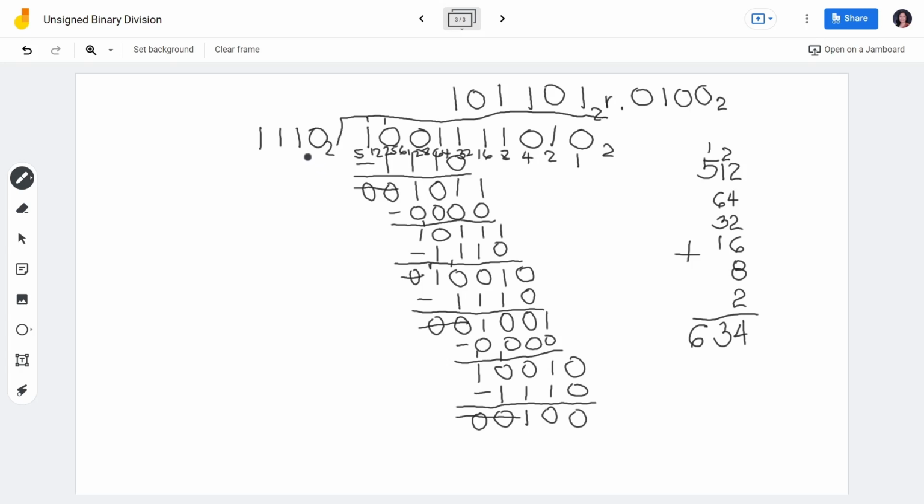And then next, what is the value of our divisor? So we have 1, 2, 4, and 8. So 8 plus 4 plus 2 is we have 14. So we have 634 divided by 14. So how many 14s are there in 63? 14 times 5 is 70. So let's try 14 times 4. 4 times 4 is 16, 6 carry 1. 4 times 1 is 4 plus 1 is we have 5. So 4 times 14 is we have 56.